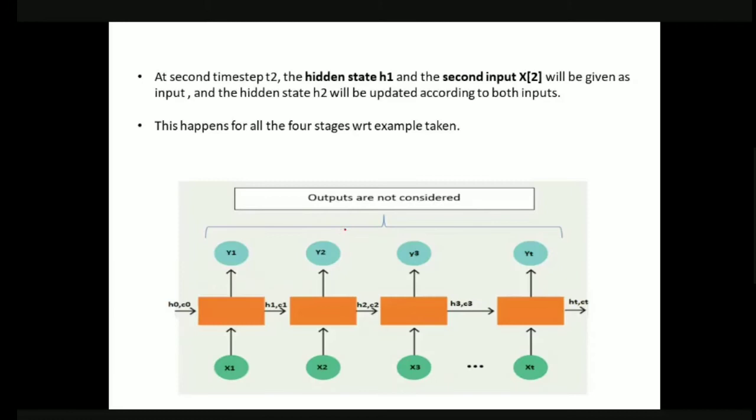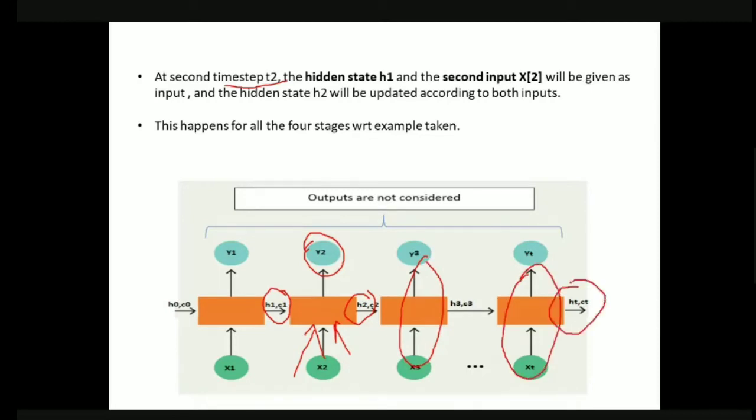So till now we have discussed time step T1. Now at time step T2, what will we do? At time step T2, the hidden state H1 and the second input X2 will be given as the input, and what will be the output? The hidden state H2 will be the output, and we are going to get Y2 also as output, right? This happens for all the other states, and for the next time step T3, the same thing happens at this RNN. At time step T, the same thing happens at this RNN. Finally, we get the HT and CT values.